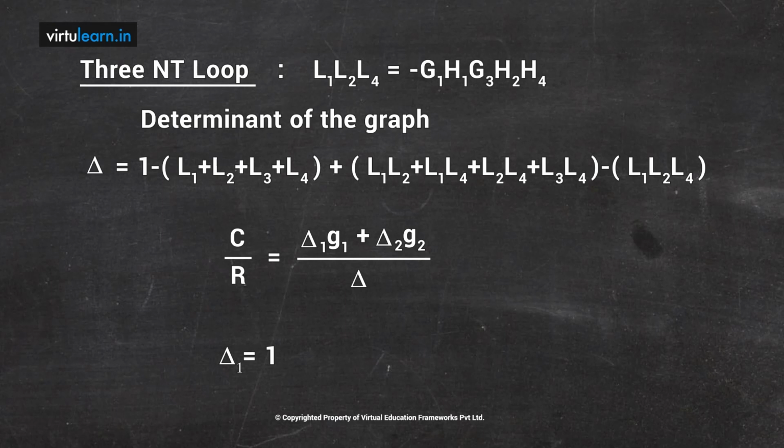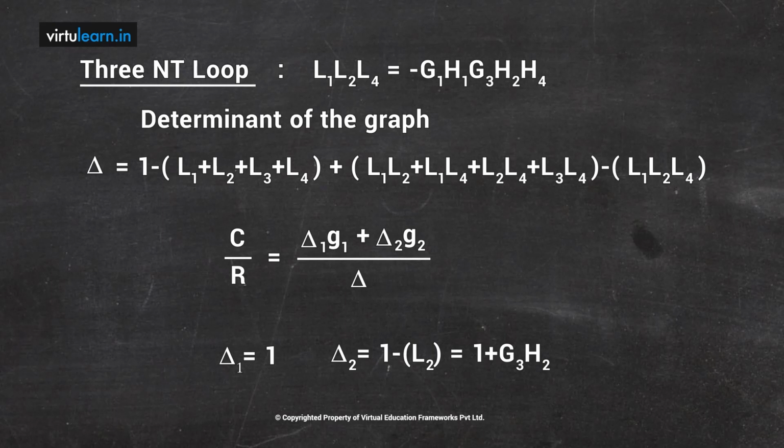Similarly, for the second forward path, if you remove all the nodes of the second forward path, look at whether you have any individual loops available. If you look at this one, this is the second forward path. If you remove the nodes, there exists one loop. That loop is nothing but L2. So what is delta 2? 1 minus L2. There is only one loop, so there is no possibility of a non-touching pair. So delta 1 is 1 and delta 2 is 1 minus L2.